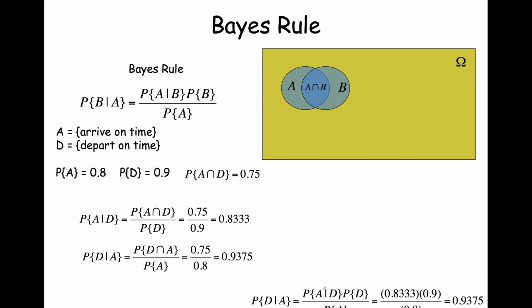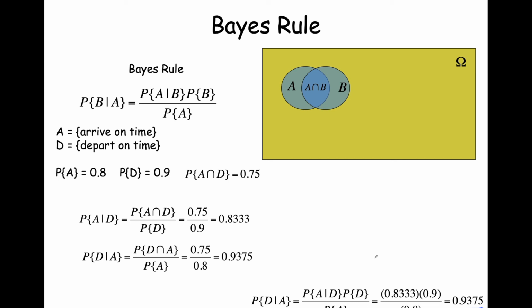So we have an expression for A given D, right? That probability we said at the outset was 0.8333. So we plug that in. We multiply that conditional times probability of D. Well, we know probability of D is 0.9. And then we divide that by probability of A. Well, that's 0.8 from the specification. Lo and behold, we get the same result. We get 0.9375, which is 93.75%.